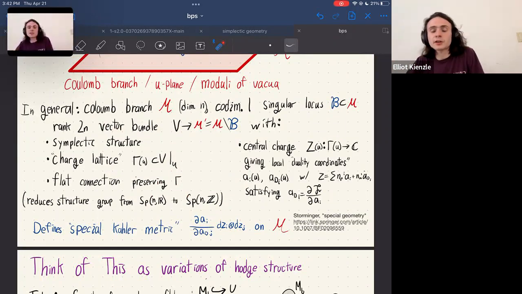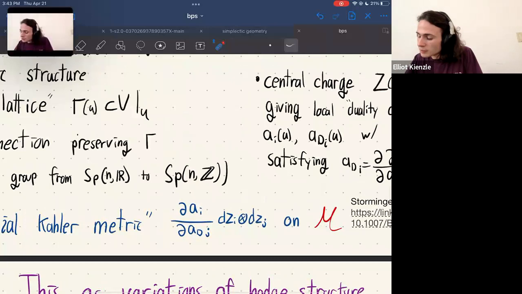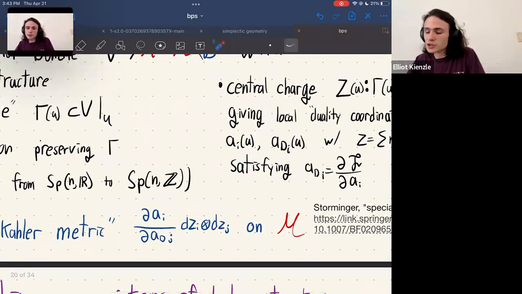So all of this together turns into essentially a special Kähler metric, a special Kähler structure. And that's where we're going to get all of the nice special properties on our manifold, the special Coulomb branch geometry properties. So we can define it by taking the derivatives of these two coordinates with respect to each other.